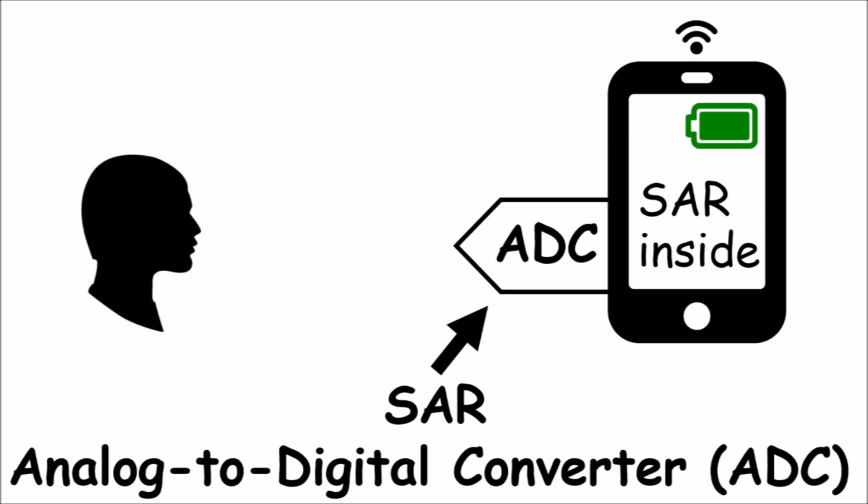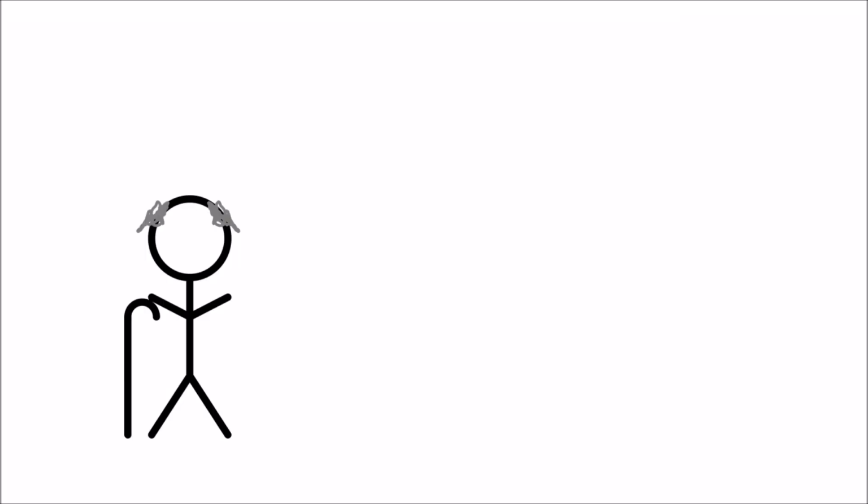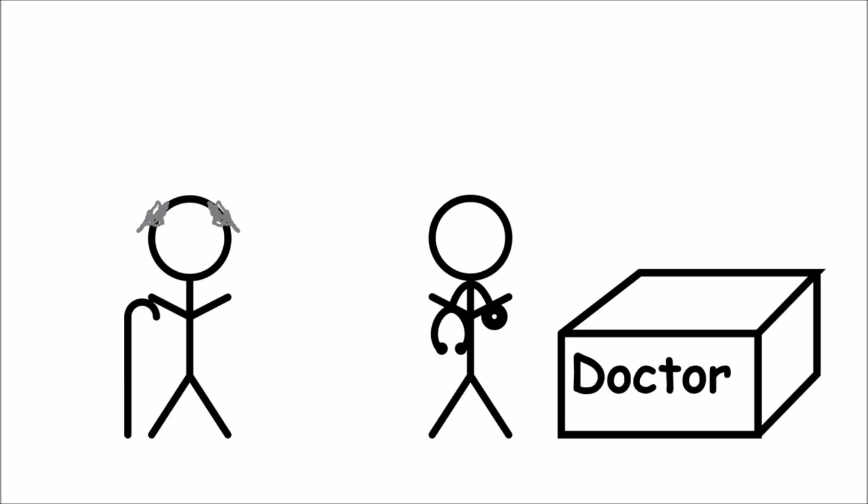The SAR ADC is relatively power efficient when compared to other types of ADCs. As such, it is suitable for battery applications where direct charging access is difficult or inconvenient. Imagine an elderly man. He visits the doctor every day for his heart checkup. This is very taxing for the man. The man would much rather have a leisurely stroll in the park.